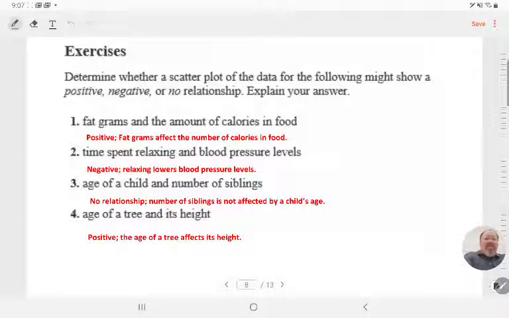And then the age of a child and the number of siblings. If you think about it, the number of siblings is not affected by the child's age. Just because you're a certain age doesn't mean you have a certain number of brothers and sisters. So there would be no relationship. And then the age of a tree and its height. Well, the older the tree, the taller it can grow. So that would be positive. The age of the tree does affect its height. All right.